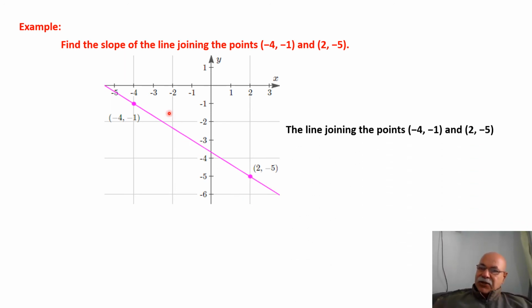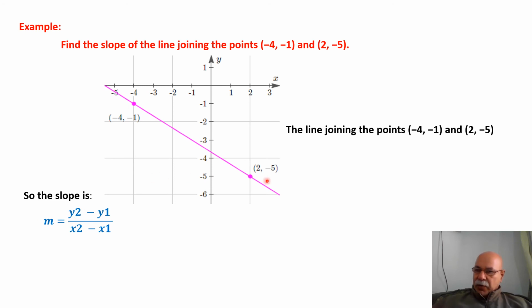To calculate the slope, we join these two points with a line in the diagram. This is the rule, the law: y2 minus y1 over x2 minus x1 equals m.